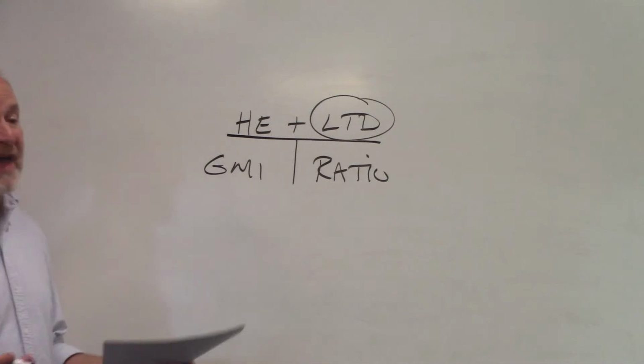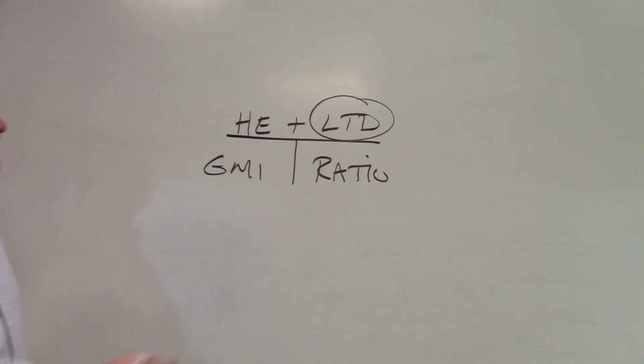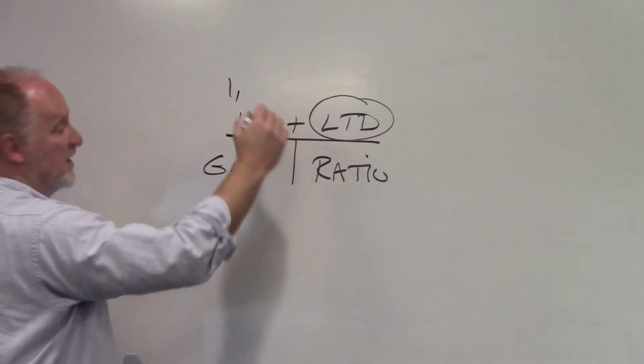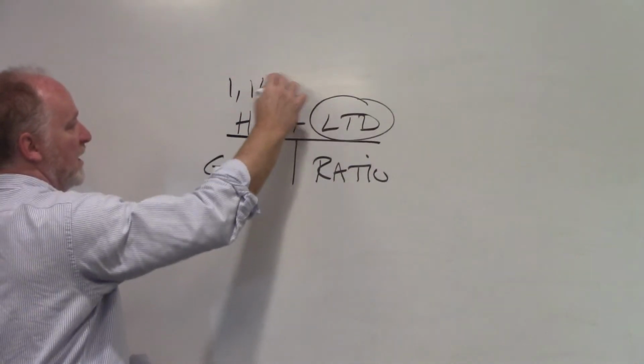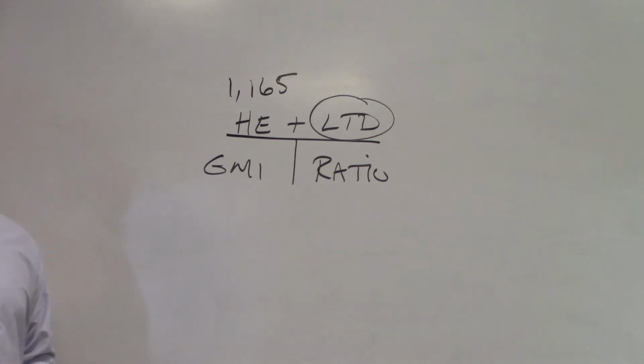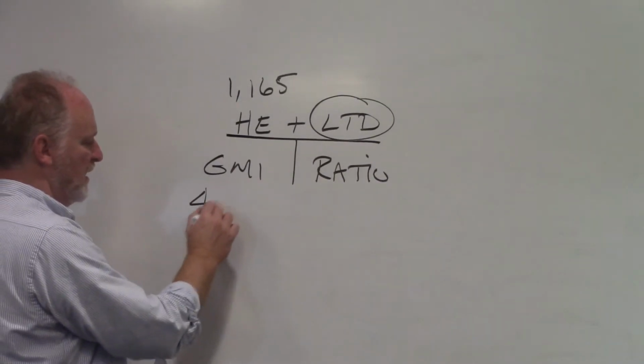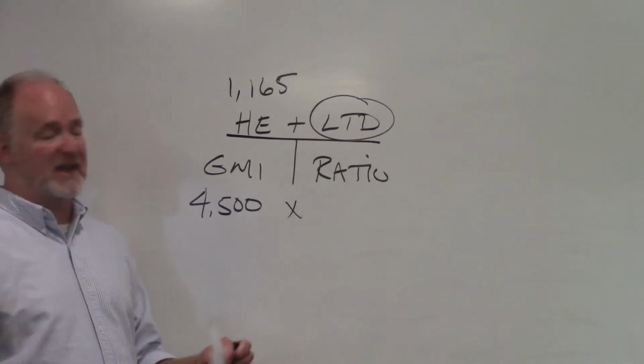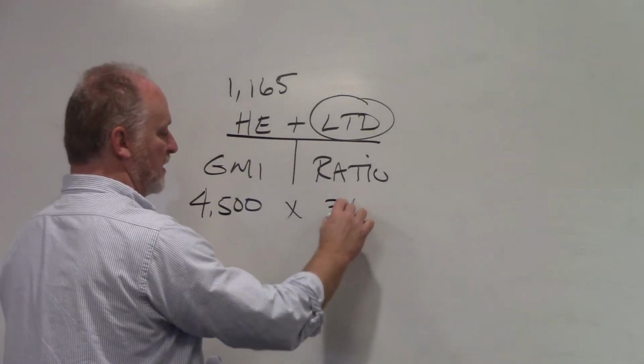All right, let's see. Do I have the other information? Do I have the housing expense? Yes. How much was it? 1165. Do I have his gross monthly income? Well, technically I have his annual, but I can divide that by 12, and it comes out to be how much? 4,500. And of course, the back-end ratio only in this case, 36%.